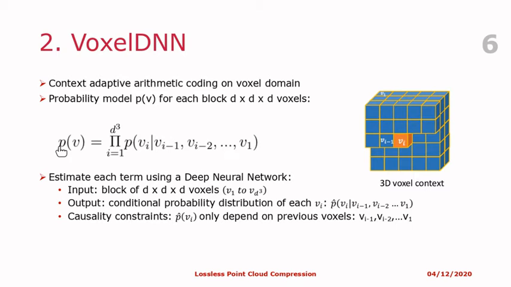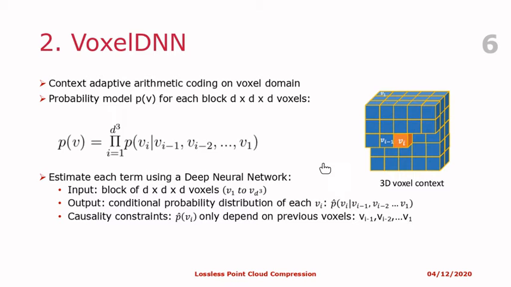V is the block of size D. In this case, D is 64. We can factorize P(V) into a product of conditional distributions P(V_i given V_{i-1} to V_1), as you can see here. We want to estimate each term using a neural network. We estimate the distribution of V_i given all the already encoded voxels, that is, we want to estimate P(V_i) given all the encoded voxels from V_1 to V_{i-1}. So the input of our network is the block of size D, and the output is the conditional probability distribution of each V_i given all the previous voxels.